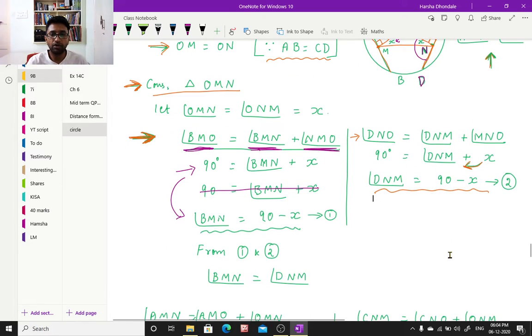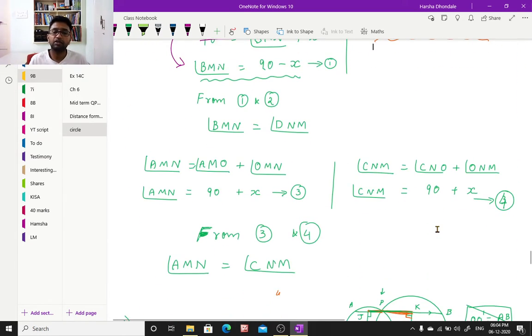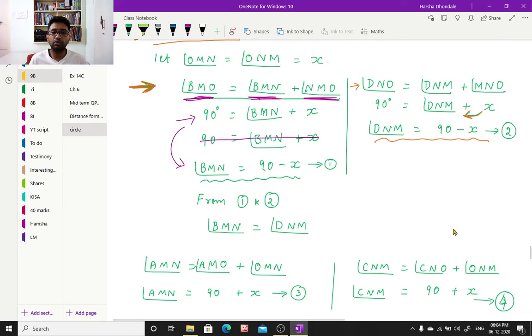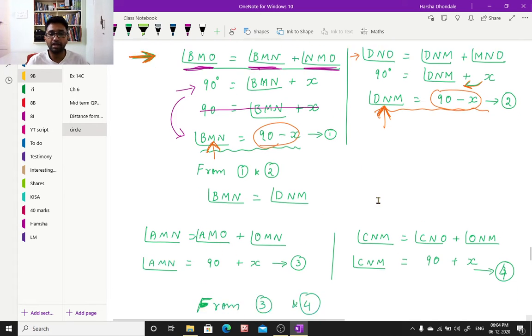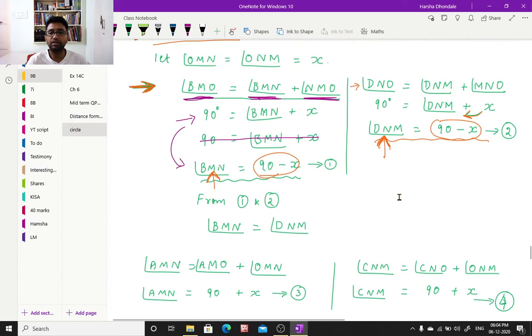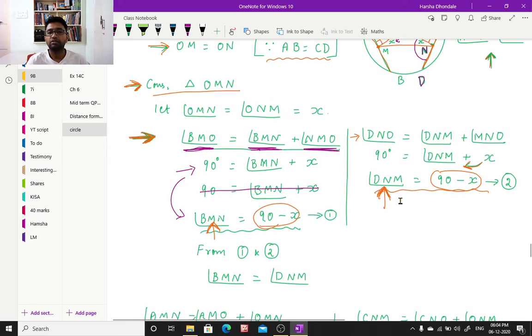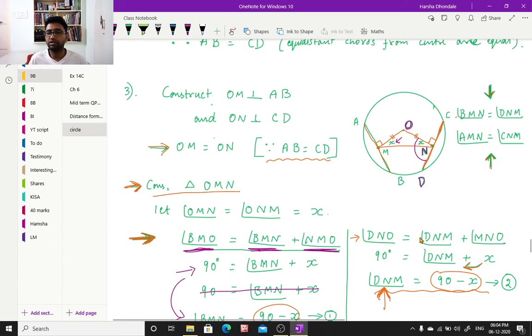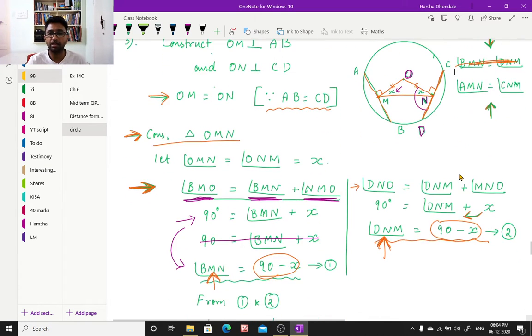Now from 1 and 2, I have, see here, BMN is equal to 90 minus X and DNM is also equal to 90 minus X. Therefore, this and this must be equal. BMN and DNM must be equal. So from 1 and 2, BMN is equal to DNM. So that's the first part. I have proved this. So the first part is done. Now the second part remaining, AMN is equal to CNM. I need to prove that.